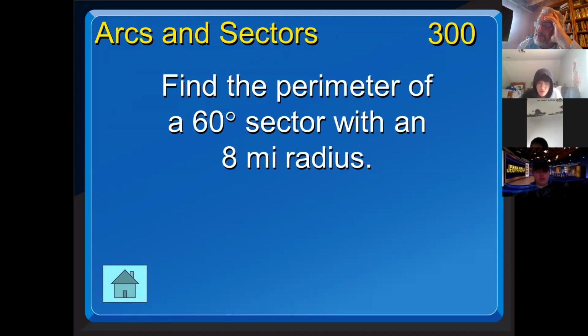No, that's not correct. Okay. That's the length of the arc. Yeah, isn't he asking for that? Find the perimeter of the sector. So you let them try answering it before you try again, okay? You forgot the easiest part of the equation. Find the perimeter of a 60-degree sector with an 8-mile radius.